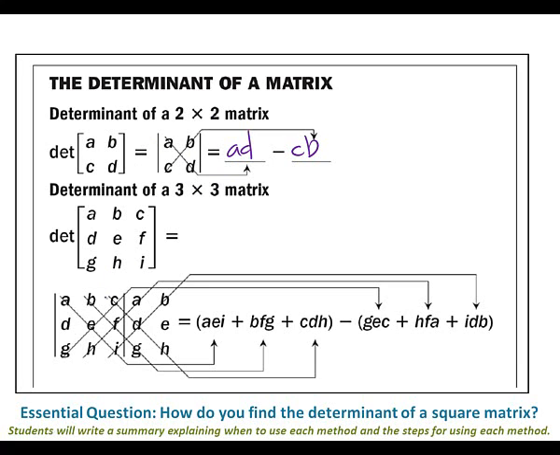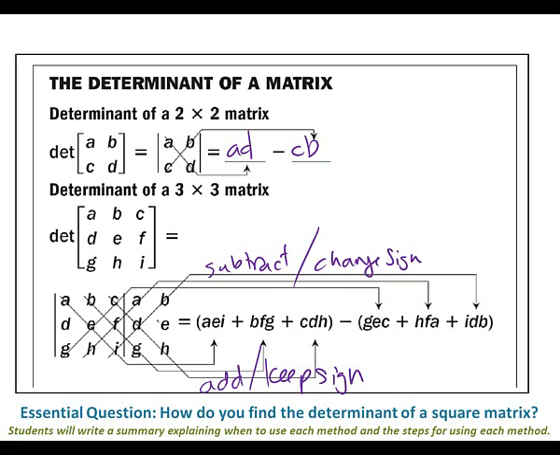Now, if we are going to do a 3 by 3, the first thing we do is we recopy the first two columns. So all I did here was we took this column and rewrote it down. We took this column and rewrote it down. Then we multiplied down the diagonals, and then we multiplied up the diagonals. When multiplying down, we add, or I say we keep the sign. You might want to write that down. On the up diagonals, we either subtract or we change the sign.